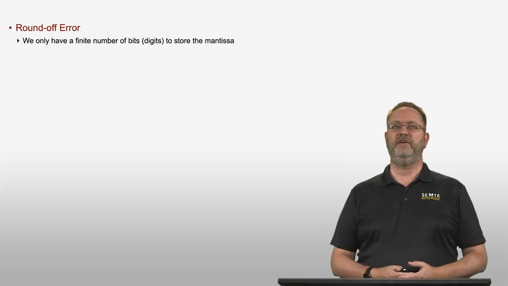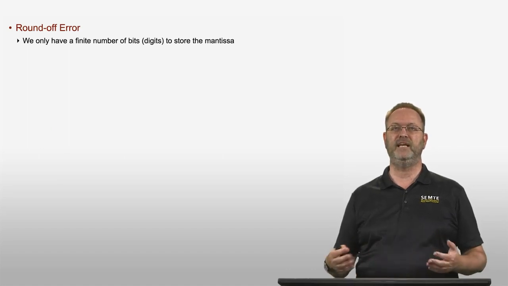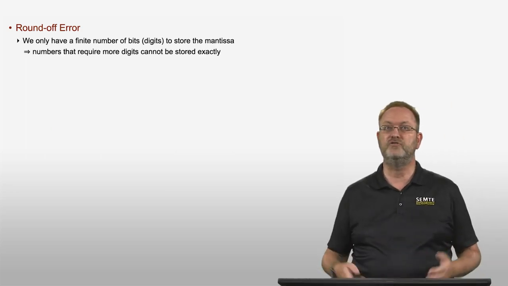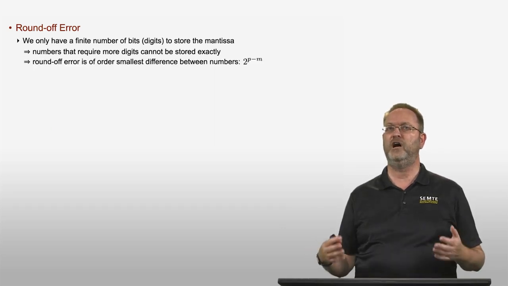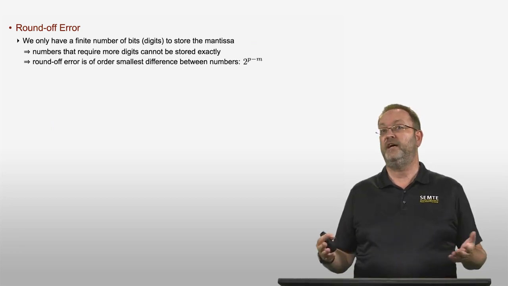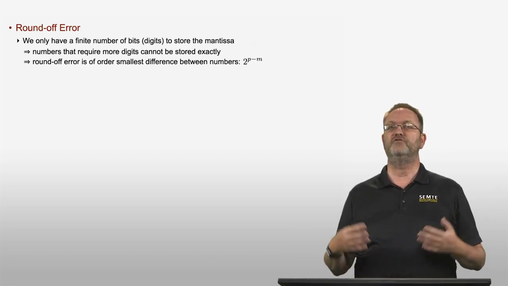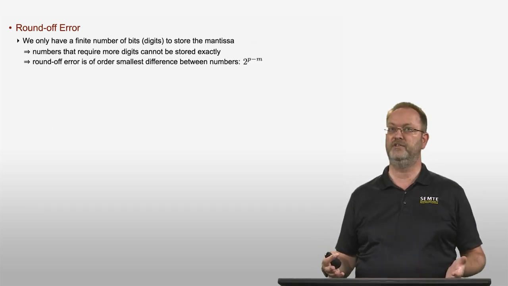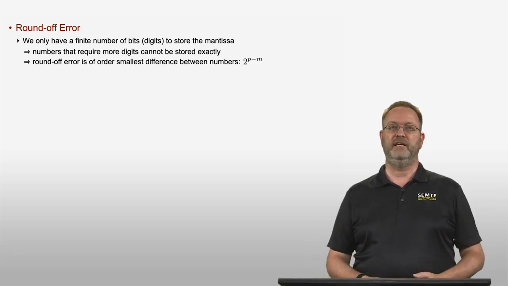What's the cause for a roundoff error? Well, like we saw in a prior video, we only have a finite number of bits available to store the mantissa. Numbers that would require more digits therefore cannot be stored exactly. And this roundoff error is actually of the order of the smallest difference that a computer can tell between different numbers. And in this prior video where we talked about number types, that smallest difference between numbers we identified as 2 to the power p minus m, where p is the exponent of the number that we're looking at in engineering notation, and m is the number of mantissa bits that we have available in our number type.